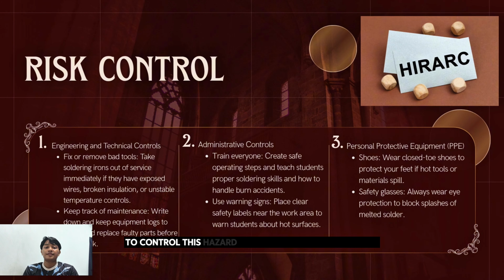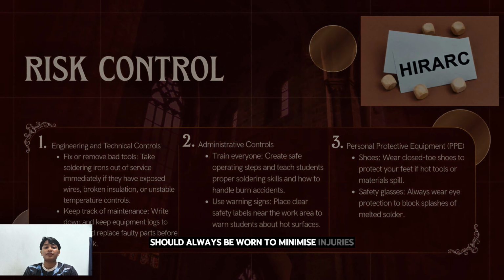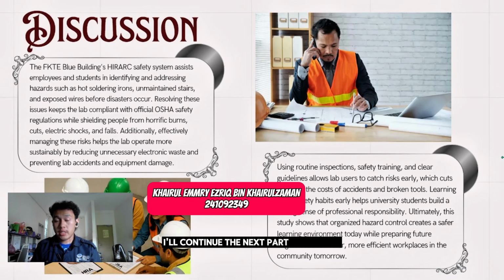To control this hazard, engineering controls such as regular equipment inspection and maintenance should be implemented. Administrative controls include safety training and warning signage, while appropriate PPE such as safety glasses and closed-toe shoes should always be worn to minimize injury risk. I'll continue the next part, discussion.